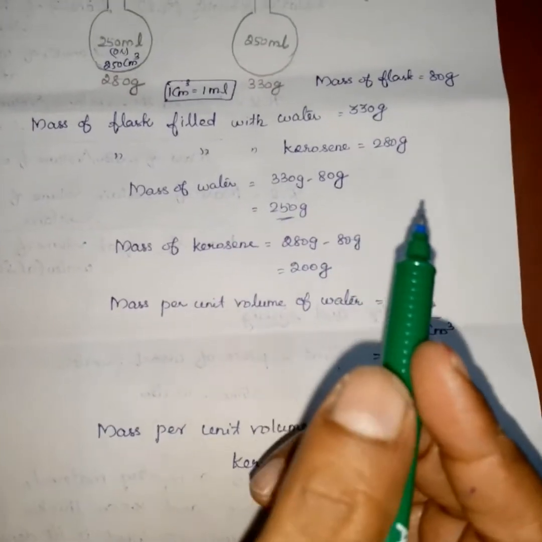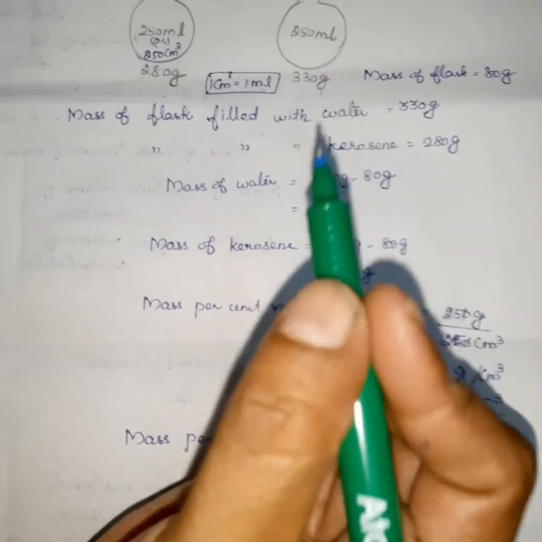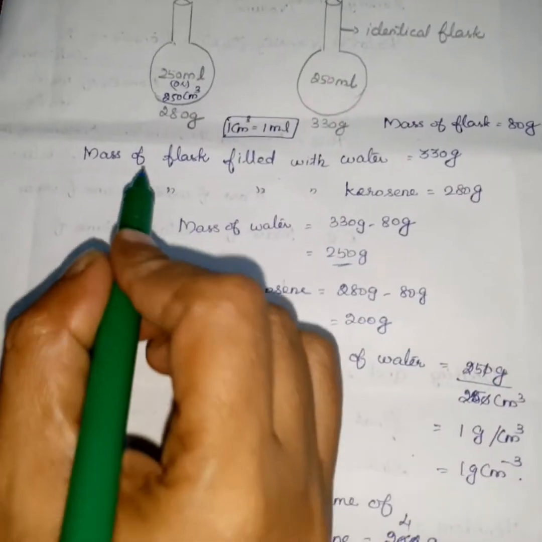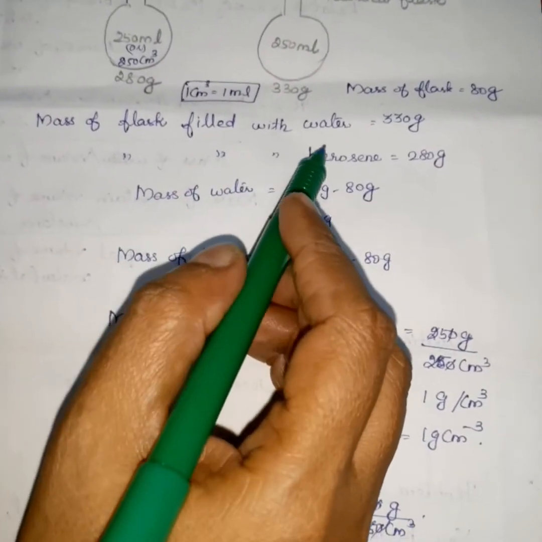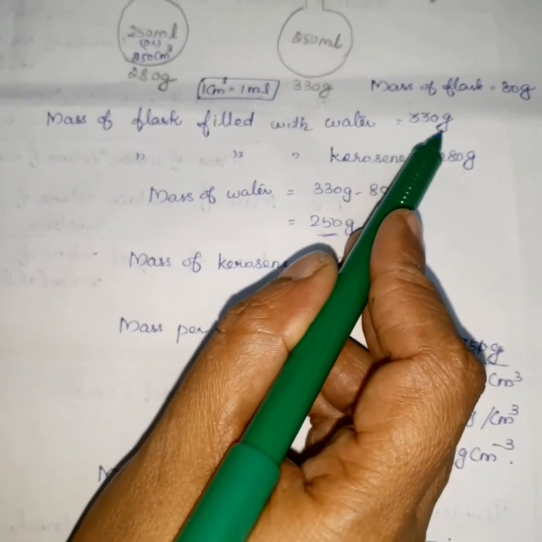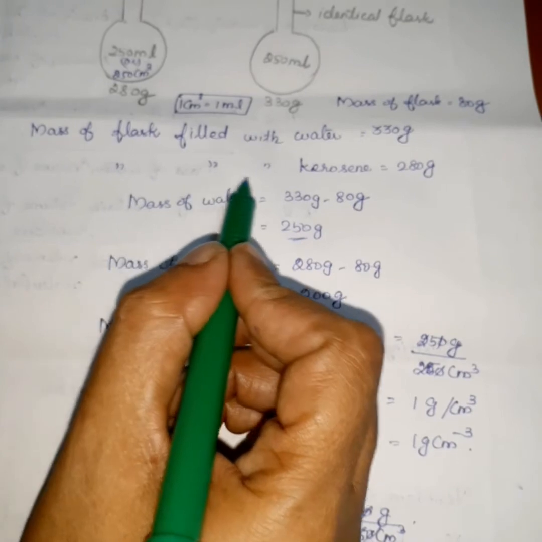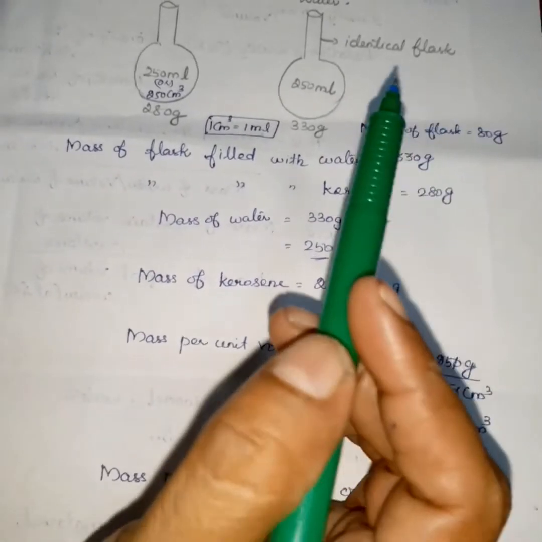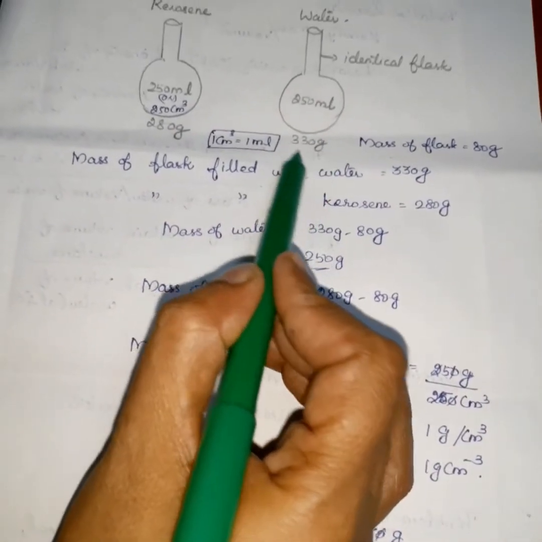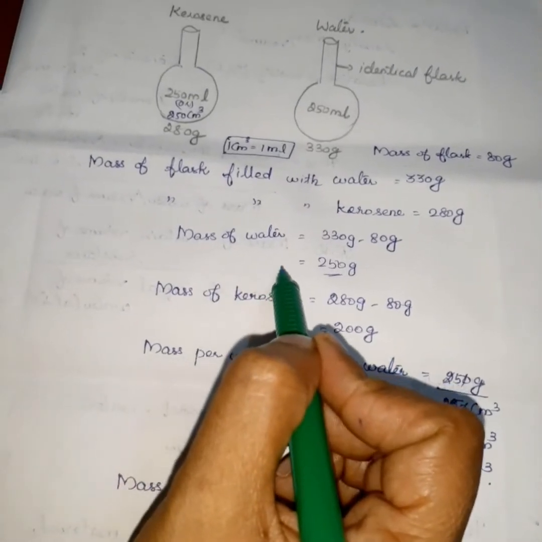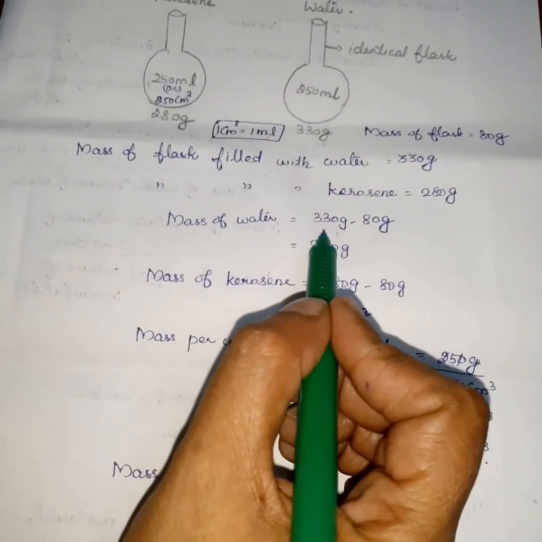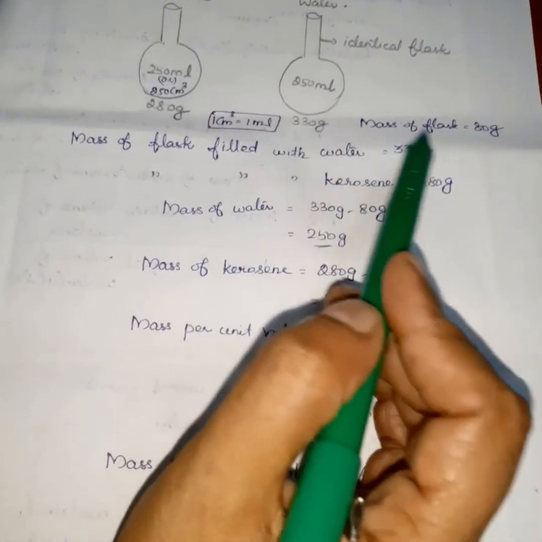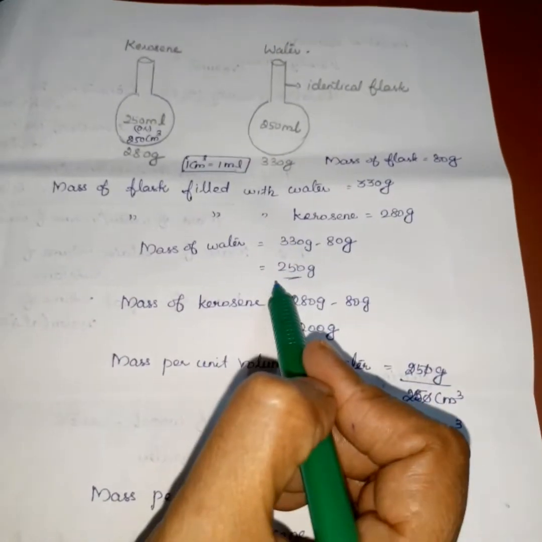Let us assume the mass of the flask is 80 gram. Okay. Here, the mass of the flask filled with water is equal to 330 gram. The mass of the flask filled with kerosene is equal to 280 gram. So the mass of the water is equal to how much? 330 gram minus the mass of the flask, 80 gram, equal to 250 gram.